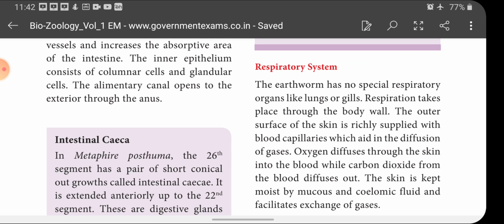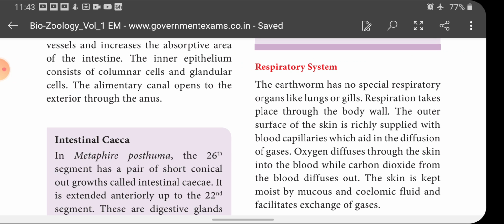The outer surface of the skin is richly supplied with blood capillaries, which aid in the diffusion of gases. Oxygen diffuses through the skin into the blood, while carbon dioxide from the blood diffuses out. The skin is kept moist by mucus and coelomic fluid, which facilitate the exchange of gases.